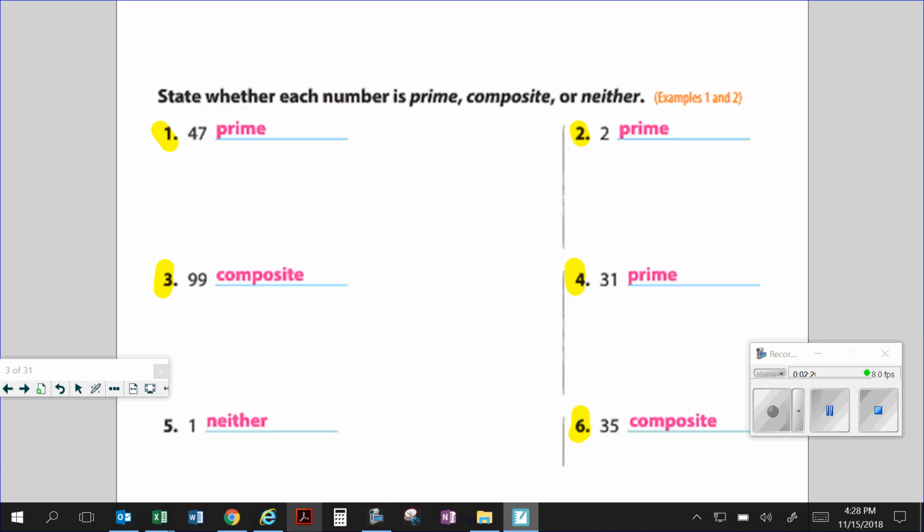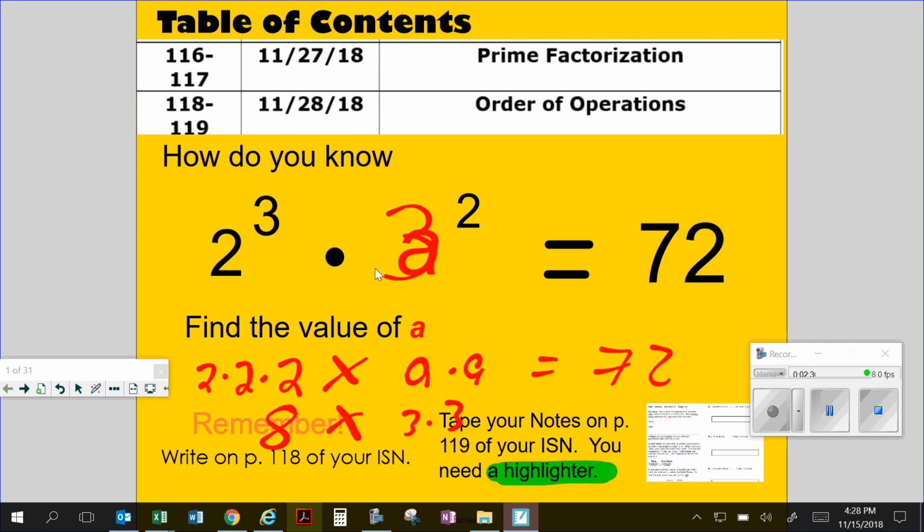So let's check our homework from the previous night. If I was here, this would have been a grade, just to let you know that. So take out your homework. It was the worksheet that you got from yesterday. It is going to be taped onto page 116.